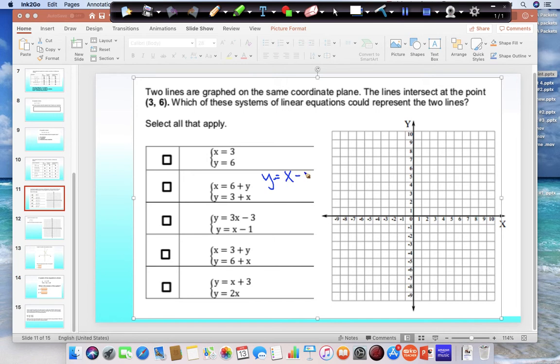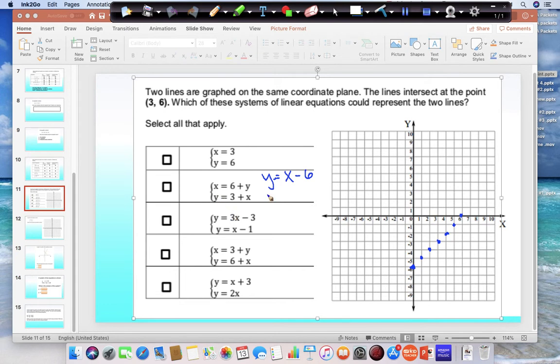The next one, it says x equals 6 plus y, which is really saying y equals x minus 6, because we would subtract 6 from both sides in order to get y by itself. So we are going to start graphing the y-intercept at negative 6, and then we are going to go up 1 and over 1, because when x is our slope, it has a coefficient of 1 over 1, so our slope is 1 over 1.